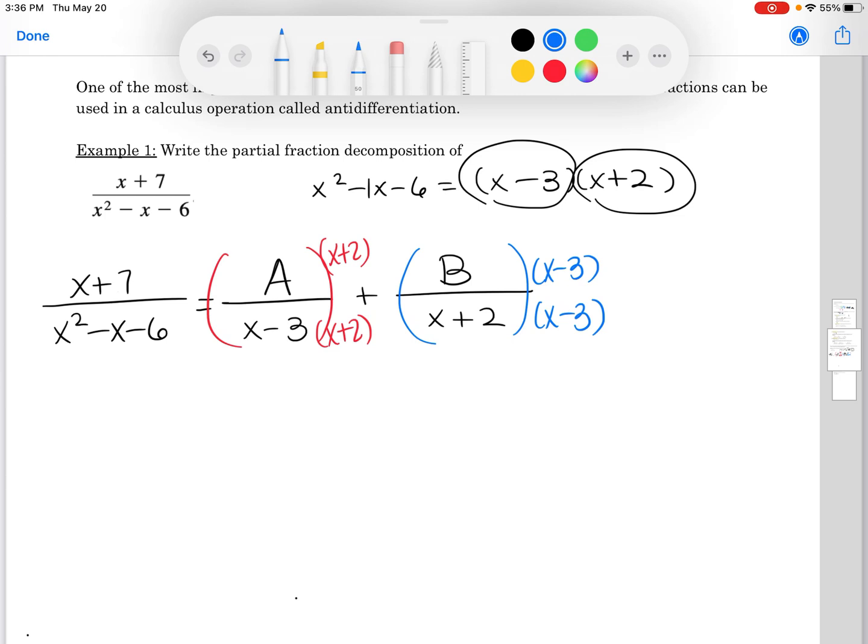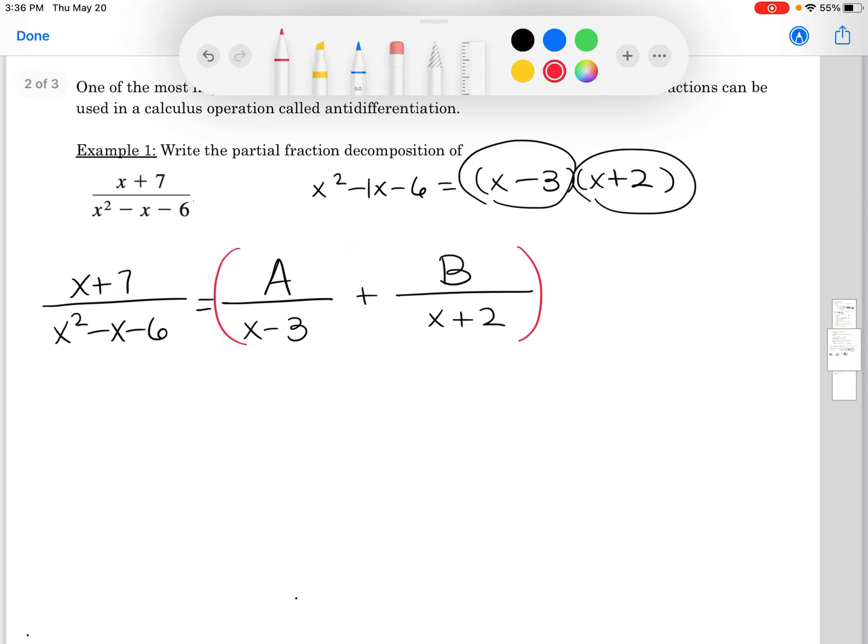Okay. But what I could actually do, if you remember from Algebra 2, is save myself a little bit of time. And instead of just getting these to have a common denominator, I can actually multiply to remove the denominator entirely. So what I can do is multiply both sides of my equation by a common factor. So that common factor is going to be x minus 3 times x plus 2. And I can multiply both sides by this, x minus 3 times x plus 2.